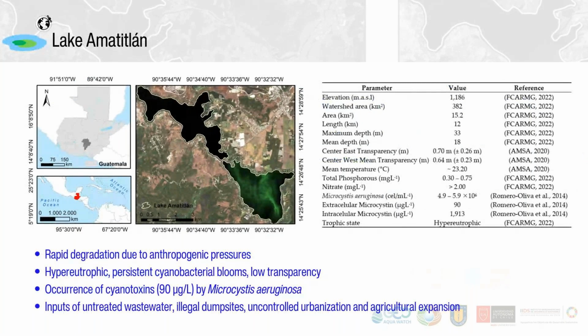Lake Amatitlán is a small lake located about 24 kilometers from Guatemala City. This lake was once used for potable water, but due to the pressures the lake is submitted to, it has deteriorated to quite an extreme level. This has translated to very frequent blooms, usually by Microcystis aeruginosa, and cyanotoxin measurements have recorded about 90 micrograms per liter, which is quite a lot. In addition, although there are many efforts to remediate this hypertrophic lake, the uncontrolled inputs of wastewater, illegal dump sites along the tributary rivers, and uncontrolled land use mean the lake is currently suffering.